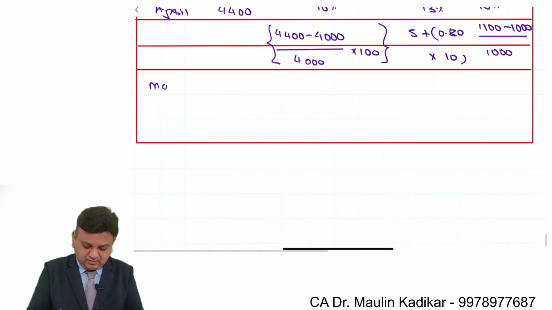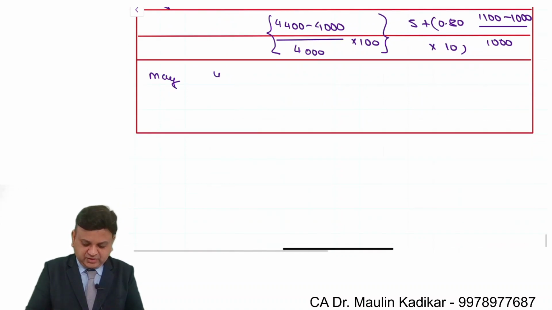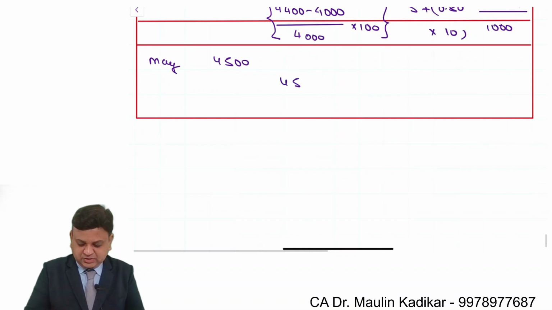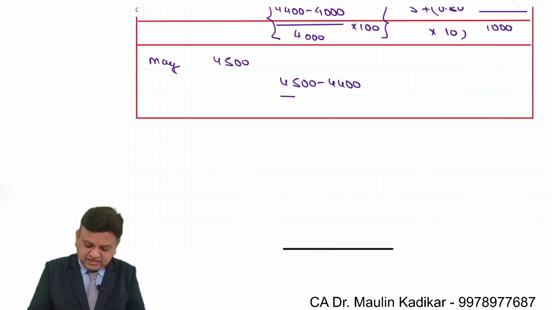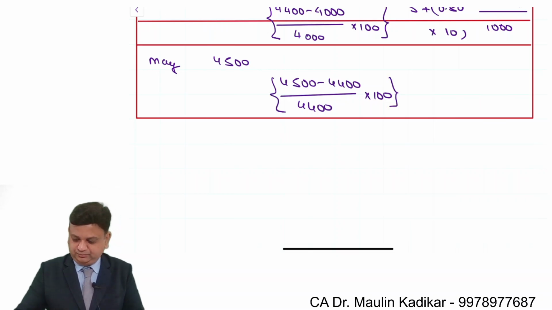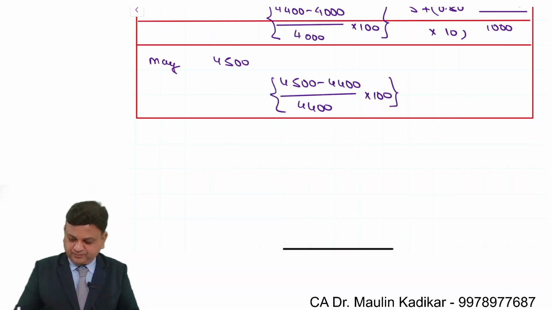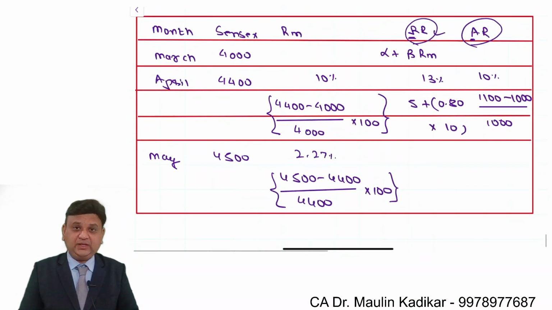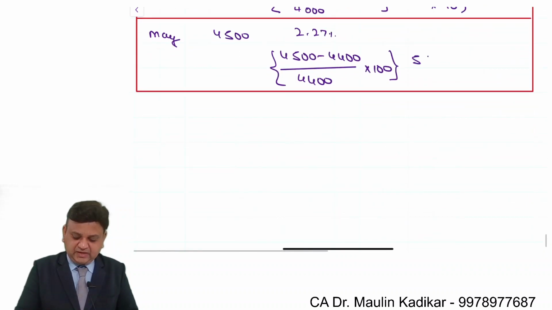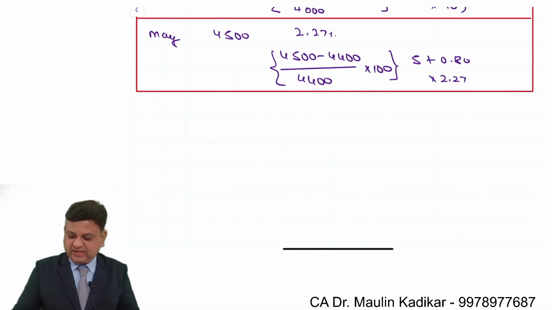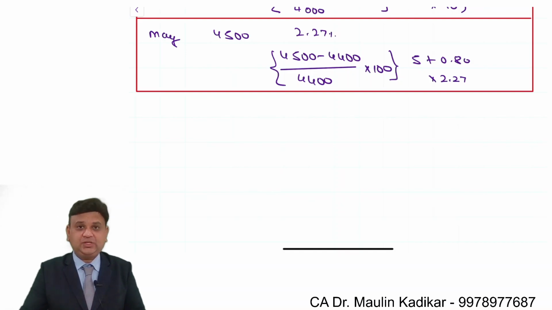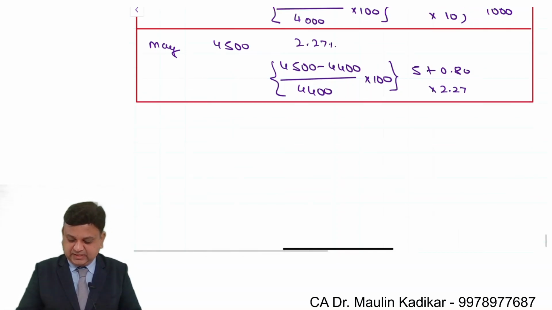In the month of May, as I explained to you, this is 4500. So this is 4500 minus 4400, again divided by 4400 into 100. So the answer is 2.27%. Based on that, the required rate of return can be found. It is alpha plus beta RM. So 0.8 into 2.27 is 1.82, plus 5. That comes to 6.82.